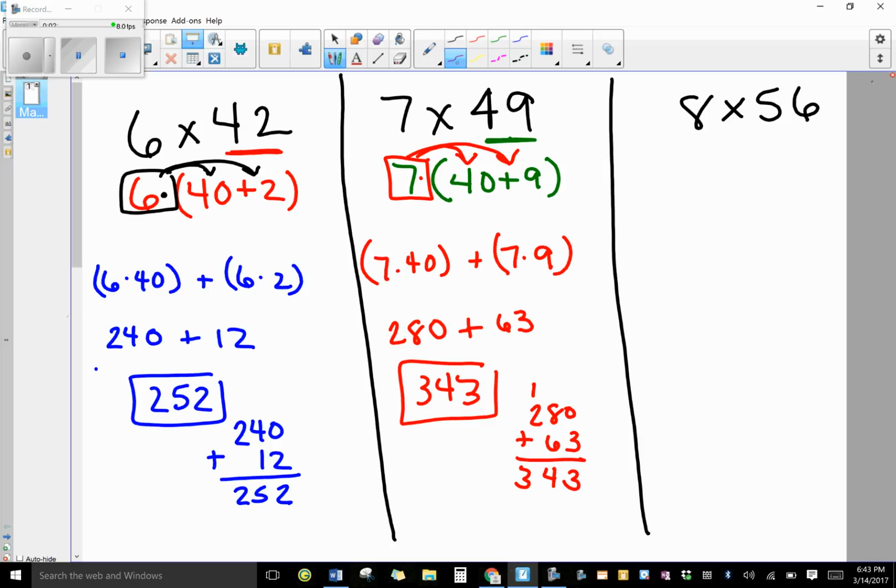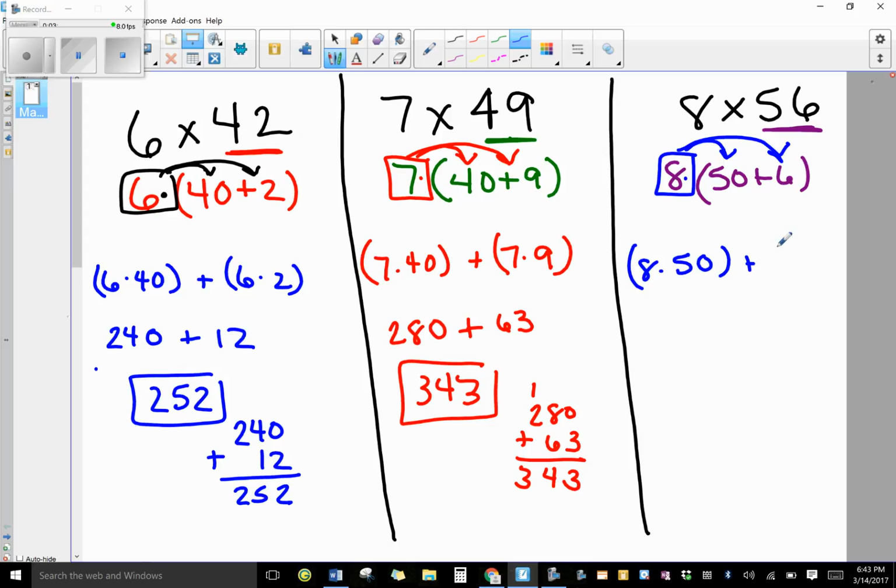All right, last but not least, 8 times 56. So I'm going to break up that 56 into 50 plus 6, and then bring down my 8. All right, draw my multiplication sign, box everything out. Draw my distributive property arrows and rewrite. So I get 8 times 50 plus 8 times 6.